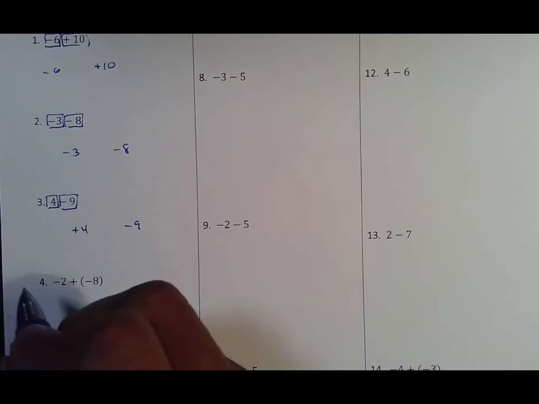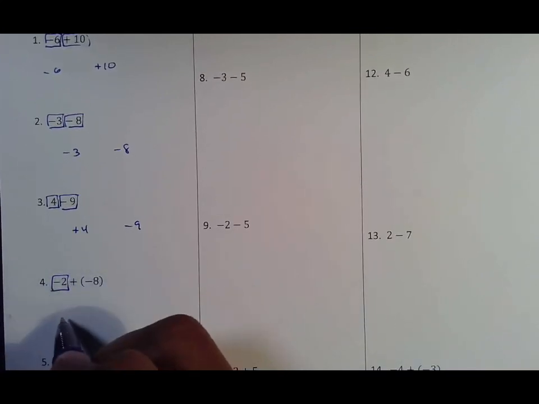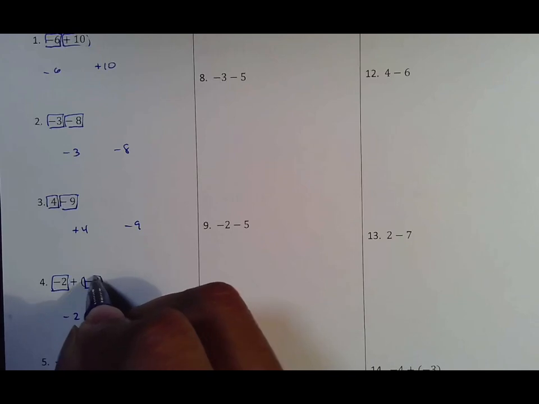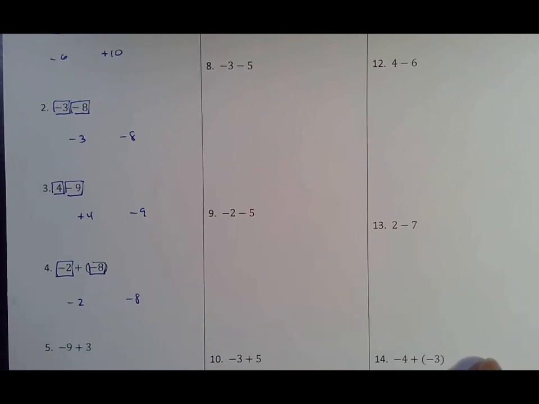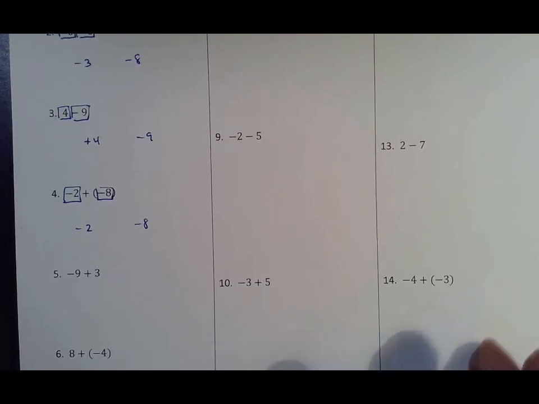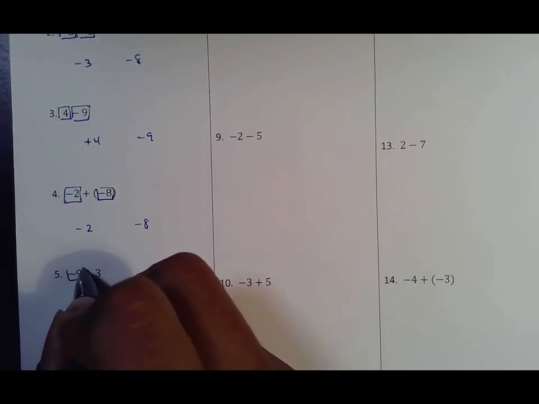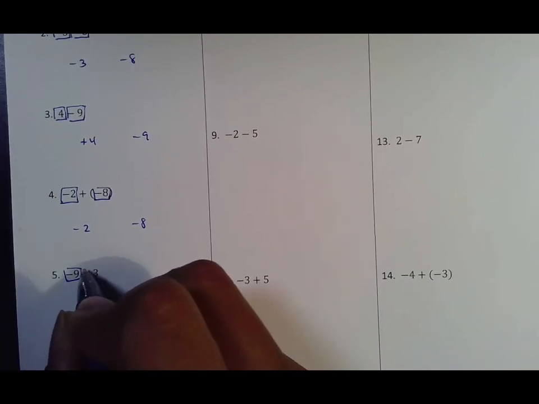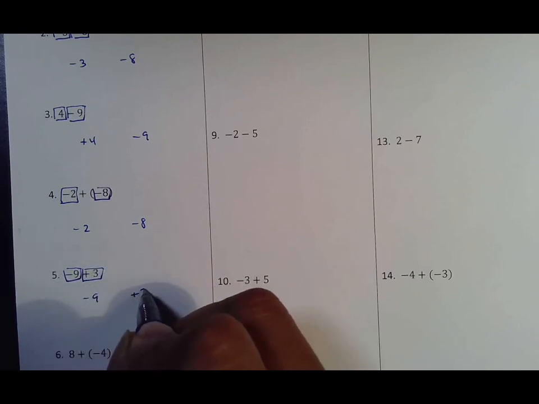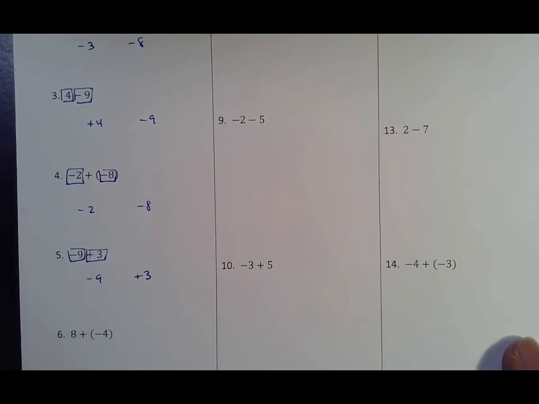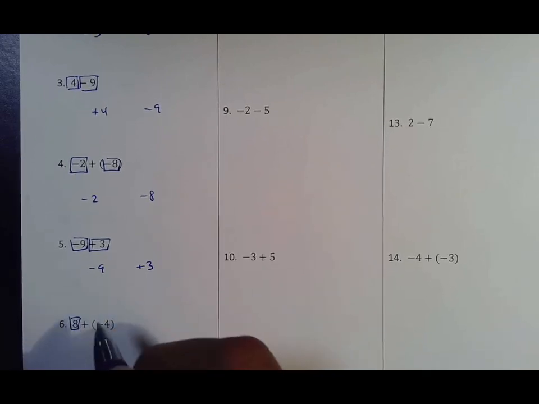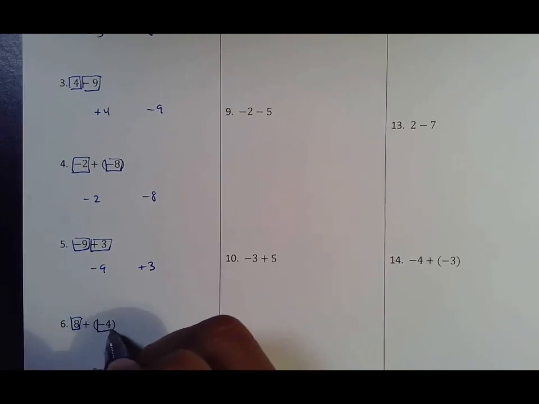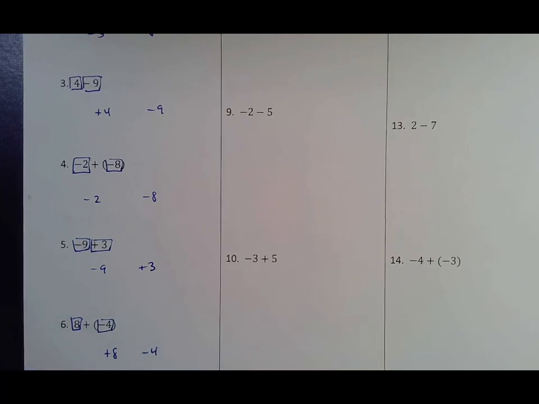On number 4, we're looking at a negative 2 and a negative 8. On number 5, and we won't put boxes around them all the time, but this is just to help you visually see that we have a negative 9 and a positive 3. And then on number 6, don't forget, that's a positive 8 and a negative 4.